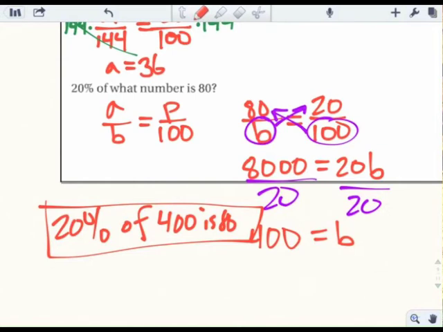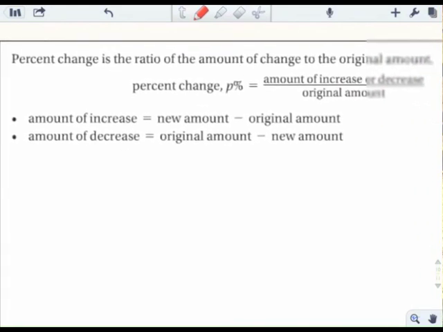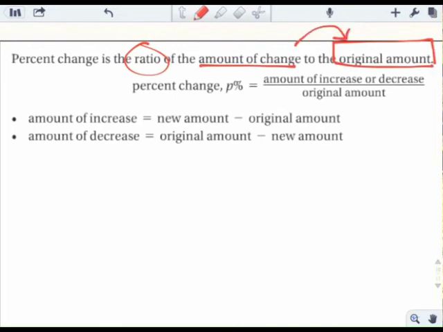Okay, one last thing that I want to look at. Percent change. So percent change is the ratio of the amount of change to the original amount. The key, though, is this statement right here. It's the ratio of the amount of change to the original amount, not to the new amount. So a formula that might help you with this is the percent change equals the amount of the increase or decrease divided by the original amount. So let's just see a quick example of this in action.